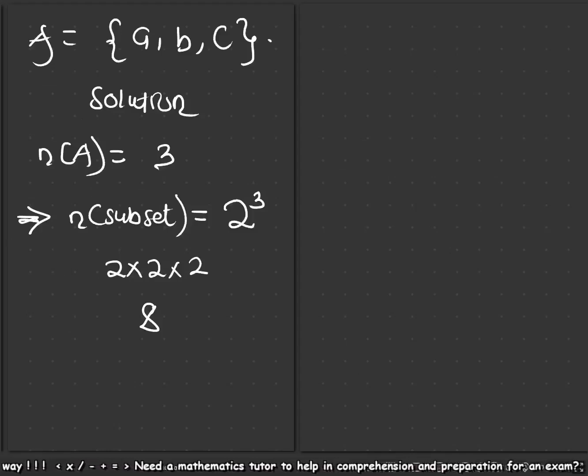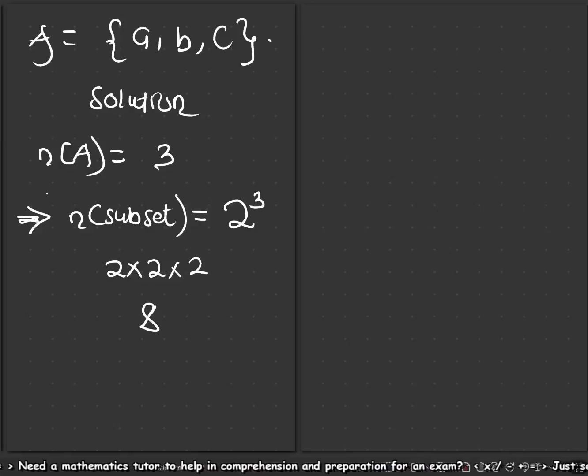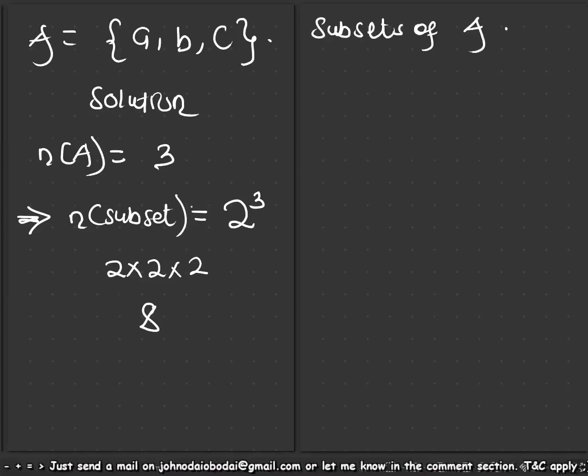A has 8 subsets. What are these subsets? To list out the elements of these subsets, this is how we do it. To list these subsets, we start first of all with what? The individual elements. You see? The individual elements are all subsets of the set here.